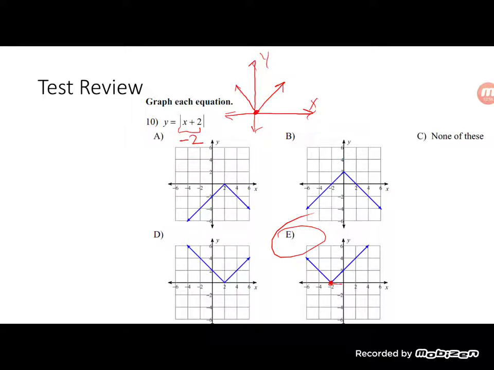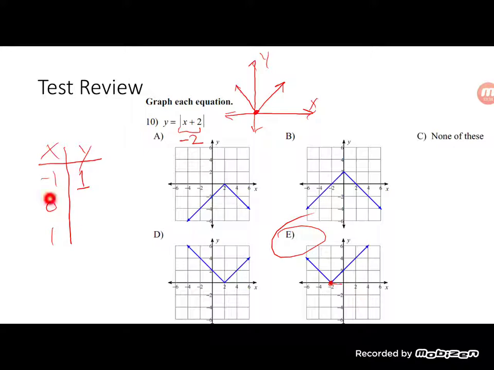Now, another technique that you could use for this is you could make a table. And this is a technique that's very tried and true. It will always work, and you can always do things like this. So I could make a table here, and I could just start to plug in numbers. So I can pick -1, 0, and 1. Just picking some random numbers. So -1 plus 2, that would be +1. The absolute value of +1 would just be 1. So I plugged that -1 into the equation to find out what y would be.